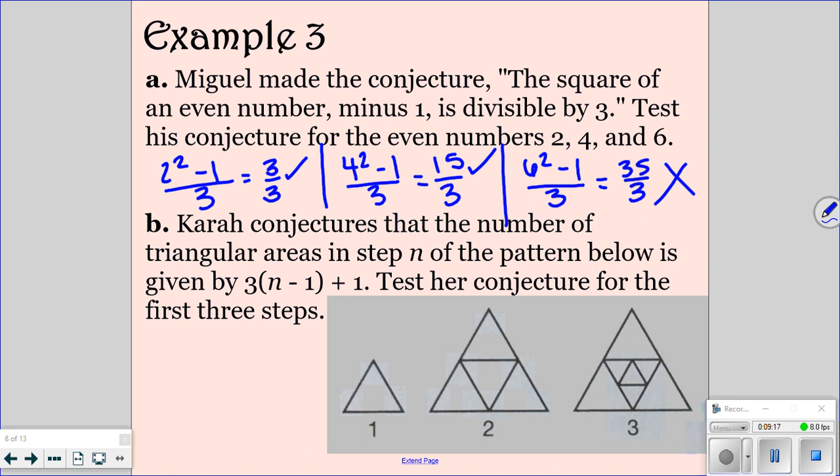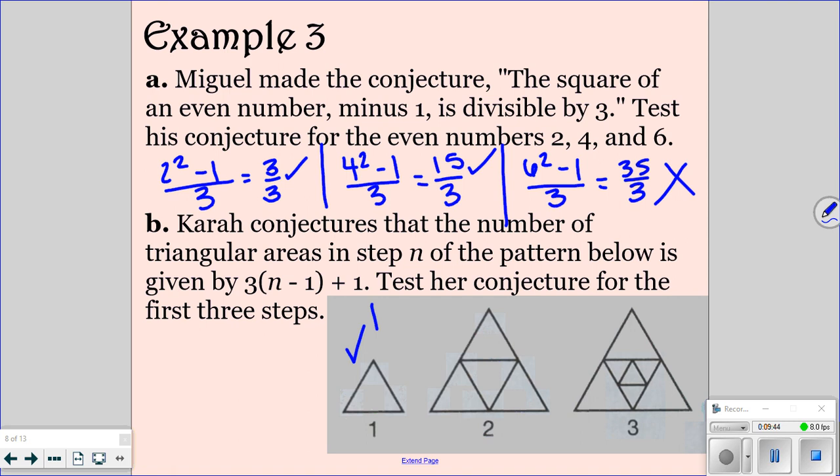For this next one, we have a conjecture that is given by 3 times (n minus 1) plus 1. Test it for the first 3 they give us. So if we plug in 1 here, 3 times (1 minus 1), that's 0, plus 1 is 1. And that's supposed to tell us how many triangular areas we have. Well, we only have 1 triangle here, so it works for the first one.